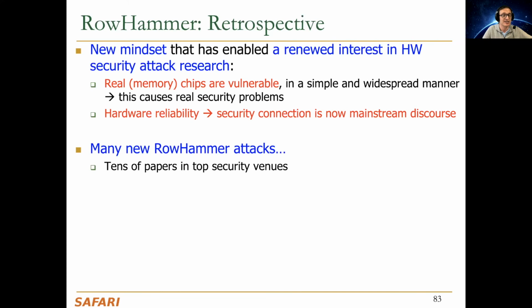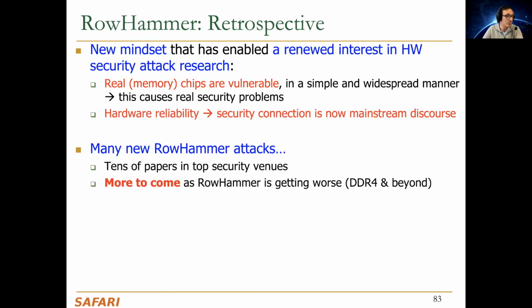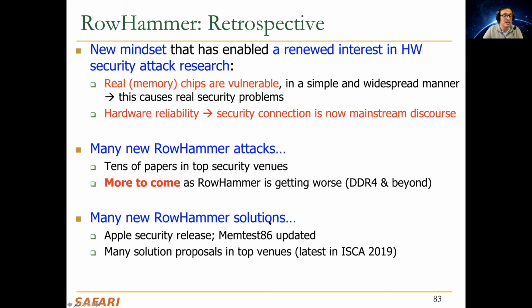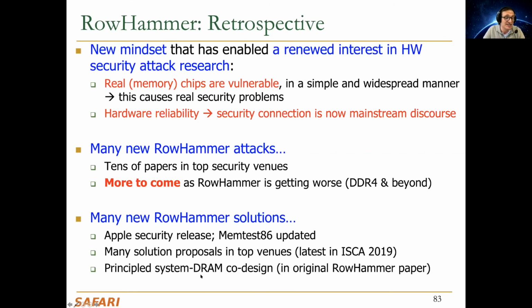There are tens of papers in top security venues. In fact, some of the papers we cover in our seminar class, there's more to come as RowHammer is getting worse. There are many new RowHammer solutions. I mentioned some of them. Some of them are for real products, as you can see. Many solutions proposed in top venues. This is coming up in 2021, as you can see. And principled system DRAM co-design is actually a good solution direction, but I think there are many more to come.